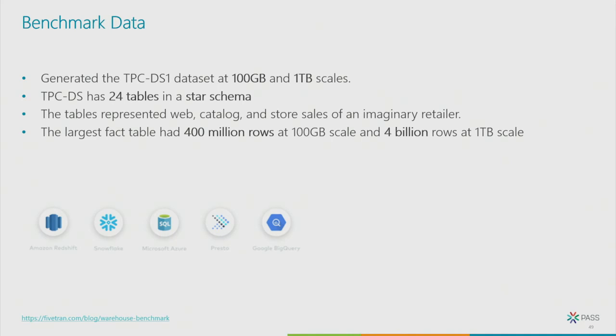So there were 2 tests that were recommended, working with 100 gigabytes of data, and then when you actually go to 1 terabyte scale. The examples that they worked with were 24 tables that were in star schema. And the data represented web, catalog, store sales that was provided to them. The largest fact table at the 100 gig scale had 400 million rows. At the 1 terabyte scale was 4 billion rows.